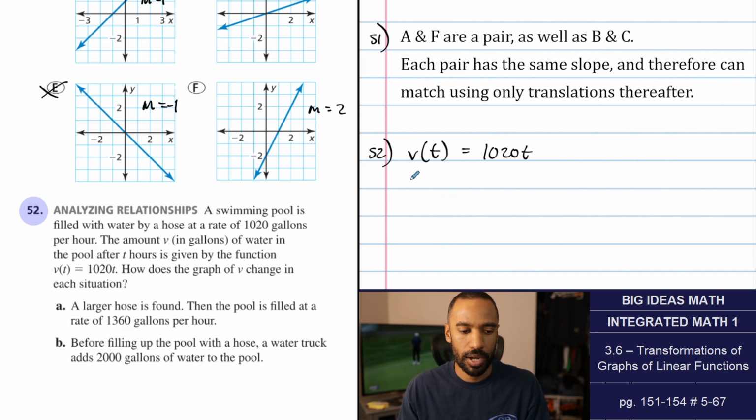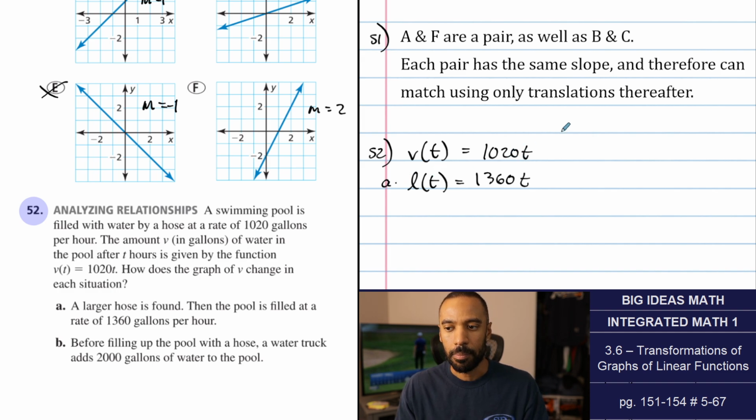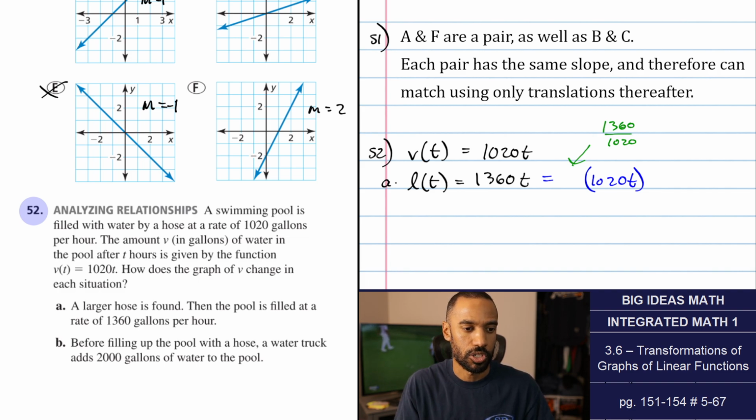Well, I'm going to make a new one here. I'm going to call this L of T for a larger hose. A larger hose being 1,360 gallons per hour means it's going to look like this. So this is part A. Does that mean that's a translation? No, in fact, it's a vertical stretch of some kind. I need to multiply 1,020 by some value to get 1,360. What is that number? Even I don't know, but I can use a calculator for it. And here I'm going to be doing 1,360 divided by 1,020 to figure it out. That's how it's going to change it.